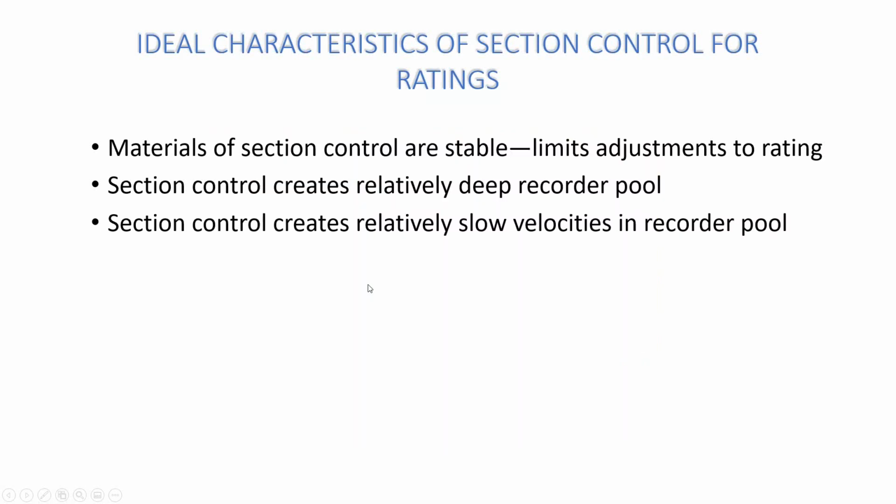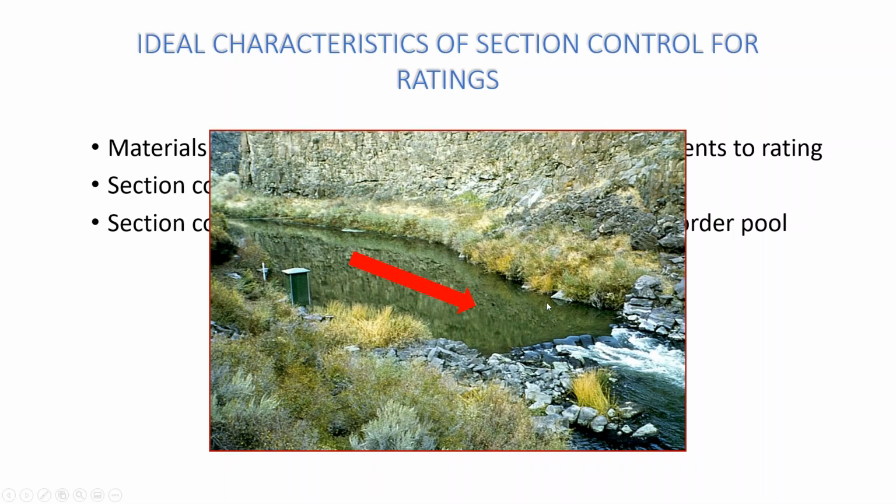The section control creates relatively slow velocities in the recorder pool. So this is slowing down velocities here, so it's easy to record. You're going to get a nice trace. Where if you're trying to record here in this riffle, it's going to be a very noisy trace. The record just won't be smooth at all where it is here.